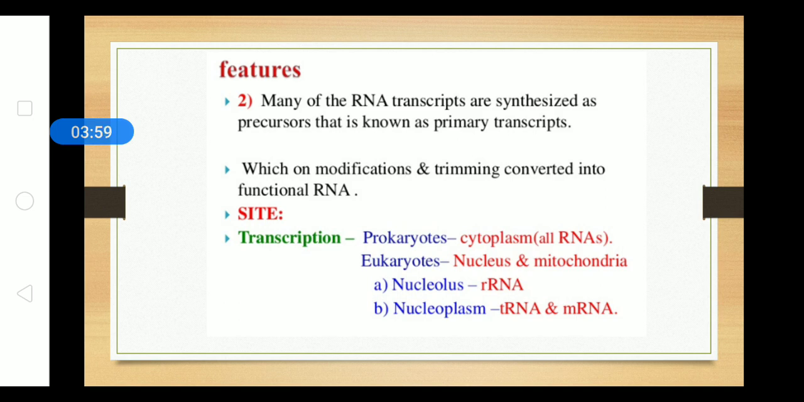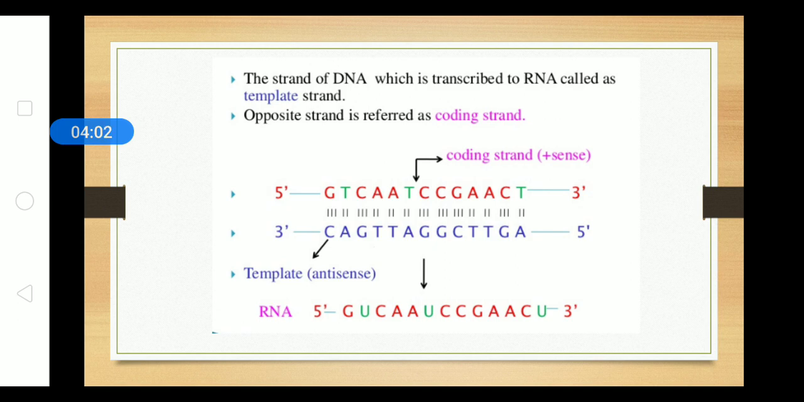In transcription, if you can see in this image, it is a diagrammatic representation of the DNA which we take into consideration for better understanding. You can see that the 5' to 3' strand is termed the coding strand, or in brackets it is written as plus sense, or it can also be referred to as the sense strand. The other is the antisense strand. Now what is the difference between them?